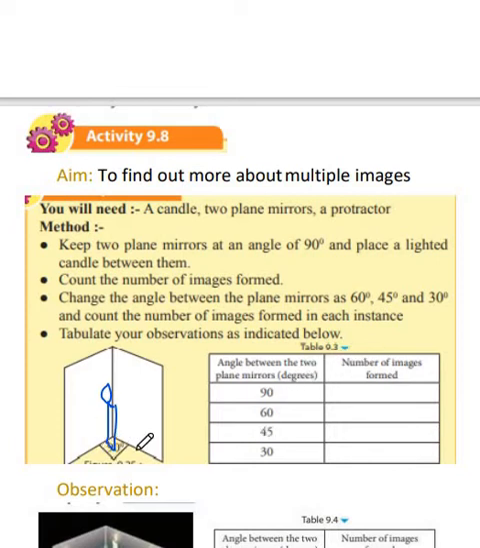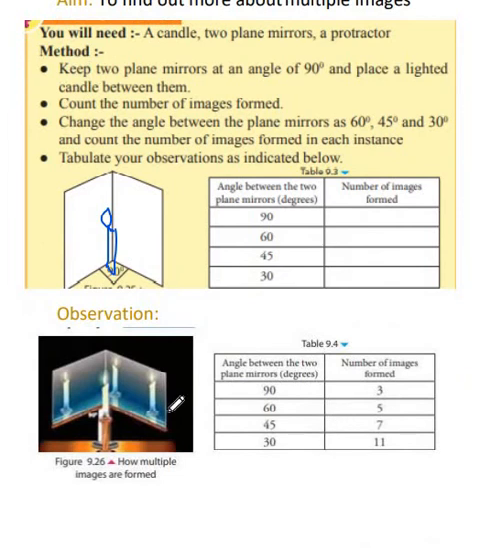Next, you reduce this angle to 60 degrees and record the number of images. Again 45 degrees, record the number of images. Reduce the angle to 30 degrees, record the number of images. If you do this practical correctly, you will be able to observe this. At a 90-degree angle, you will get 3 images. At 60 degrees, you will get 5 images. At 45 degrees, you will get 7 images. At 30 degrees, you will get 11 images.